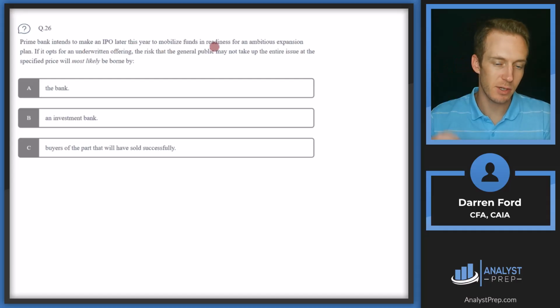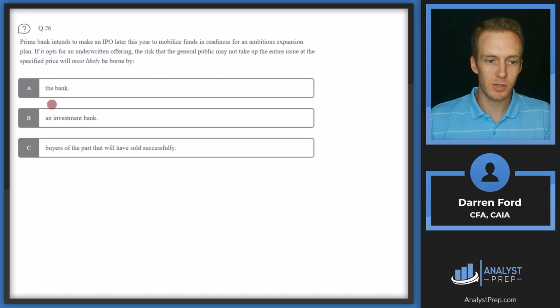Prime Bank intends to make an IPO later this year to mobilize funds in readiness for an ambitious expansion plan. If it opts for an underwritten offer, the risk that the general public may not take up the entire issue at the specified price will most likely be borne by A, the bank, B, an investment bank, or C, buyers of the part that will have sold successfully.